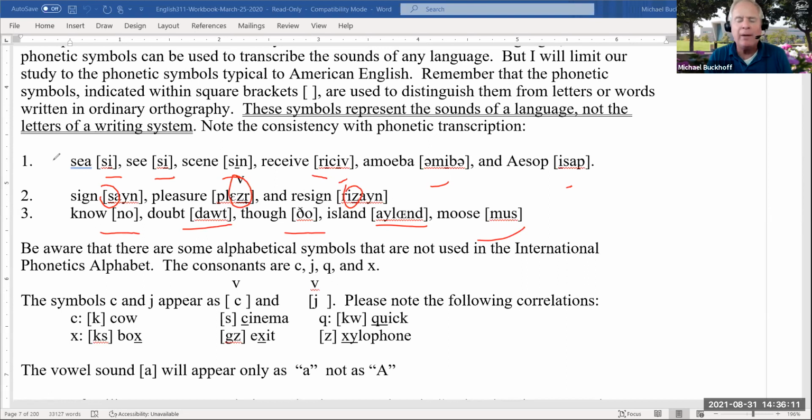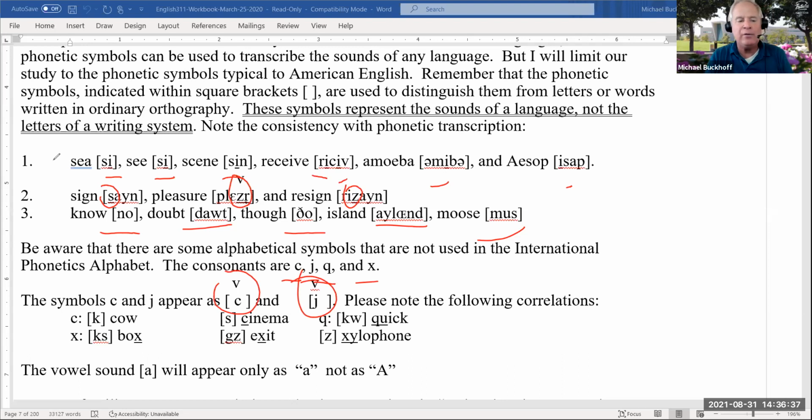So we transcribe what we hear, right? Not how it's spelled. Now, as we said in previous classes, we're not using the C, the J, the Q, or the X. You won't be using those symbols in the IPA. As it says here, the symbols C and the J will appear as a C hat check and a J hat check.